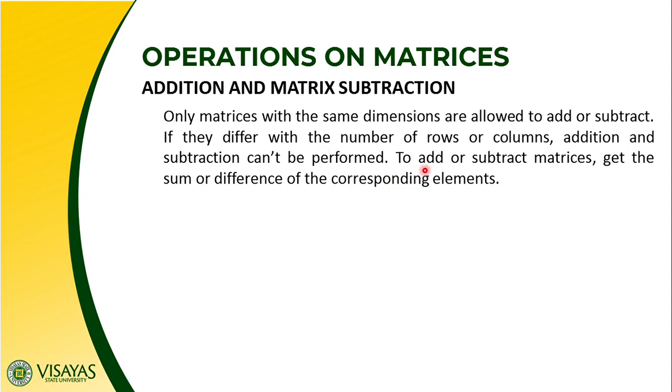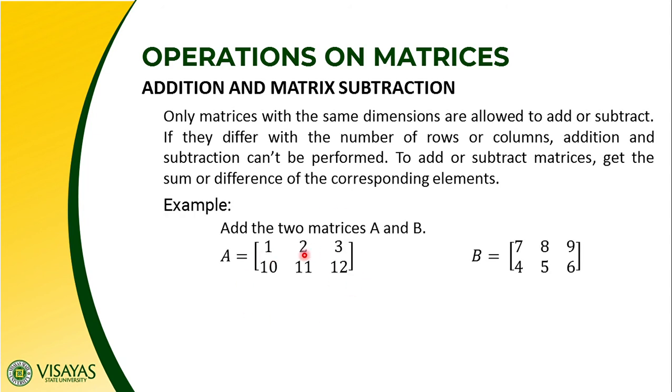In adding and subtracting matrices, you just get the sum or the difference of the corresponding elements. When we say corresponding elements on a matrix, those are the elements that are in the same location. Say for instance, the element on the first matrix is in the first row, first column, then its corresponding element is also the first row, first column on the second matrix. Say for instance, this one, we are asked to find the sum of matrix A and B.